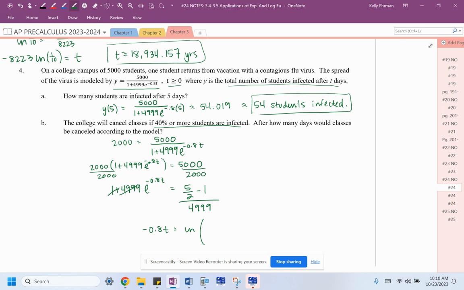Oh, my pen stopped working. Just a minute. It runs out of charge.